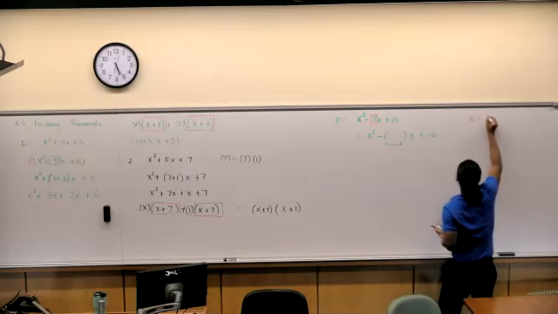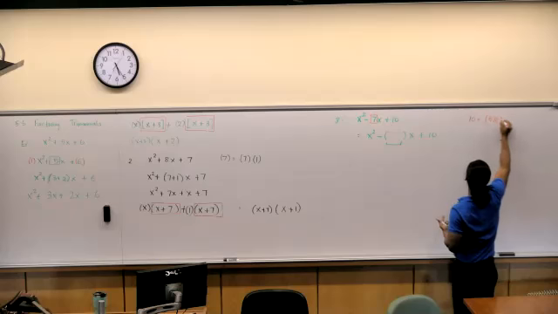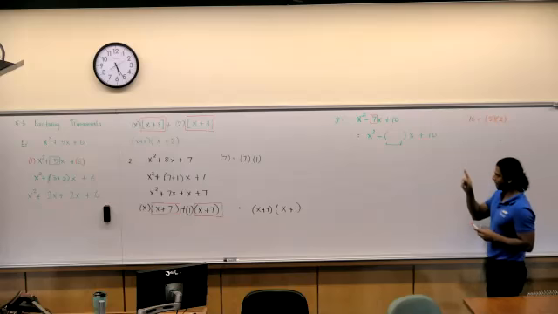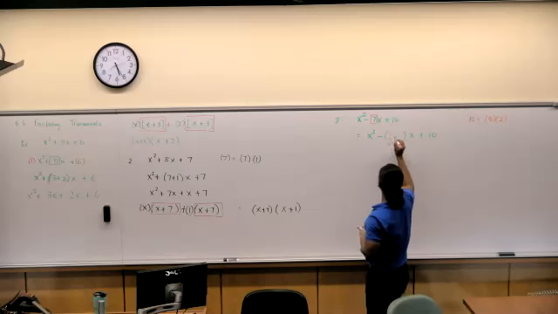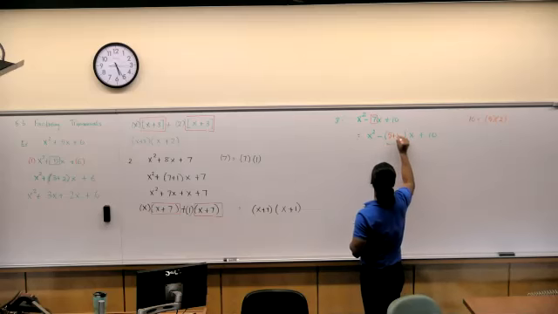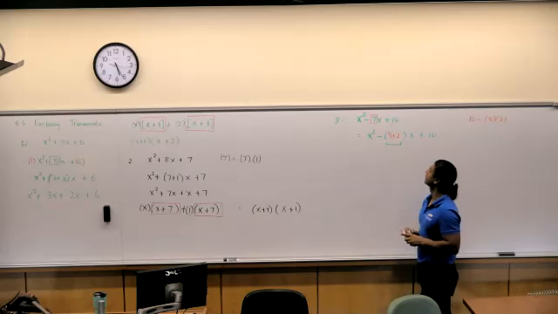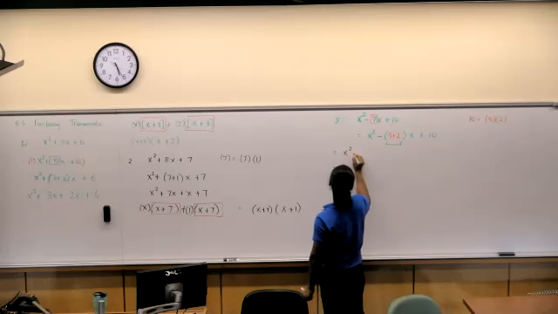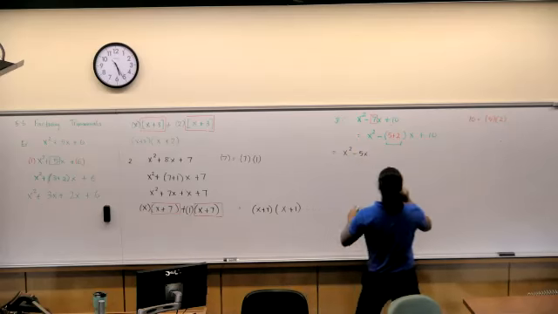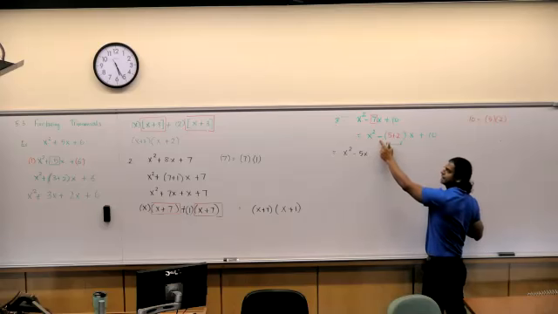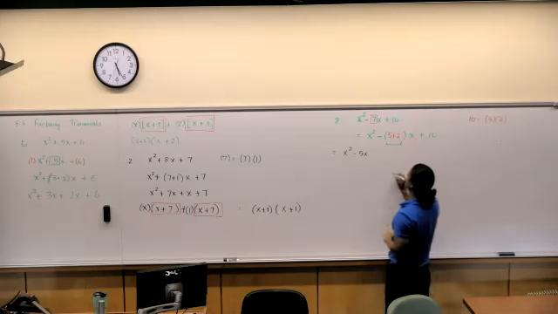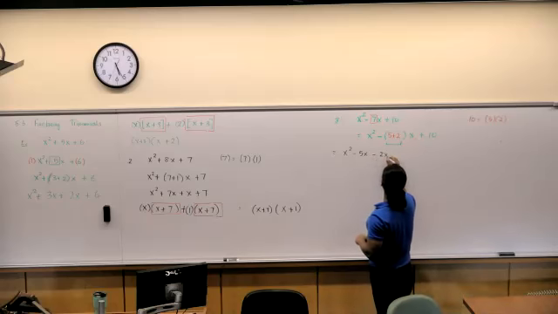So 5 times 2 is 10. If I add 5 and 2, I will get 7. So I can split that 7 as 5 plus 2. Good. So now I would have x squared minus 5x. I'm distributing this negative in, so that negative must be applied to both 5x as well as 2x. So minus 2x plus 10.